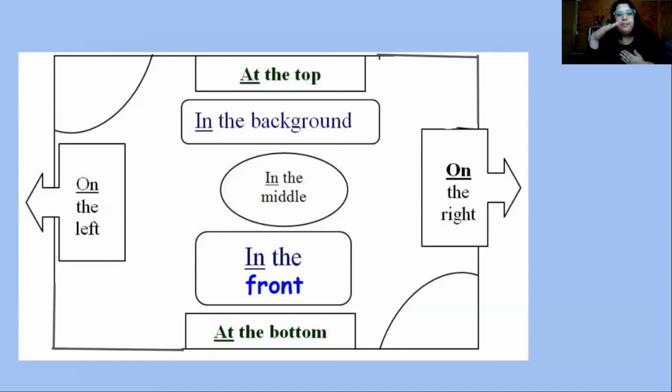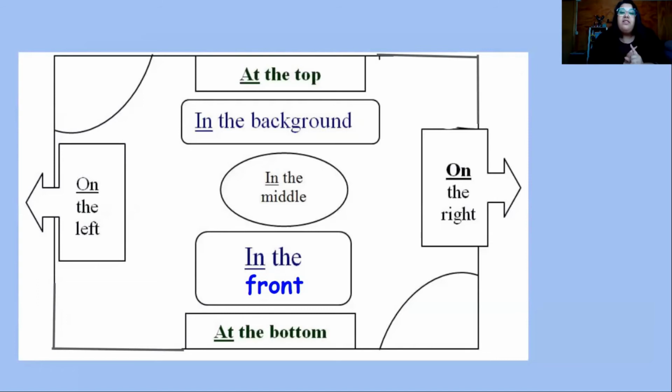Remember, at the top es arriba, en la parte de arriba de la foto. Then at the bottom, en la parte de abajo de la foto. Then we have in the middle, justo al medio. In the background, al fondo. In the front, al principio, ¿cierto? Al frente. On the left and on the right.